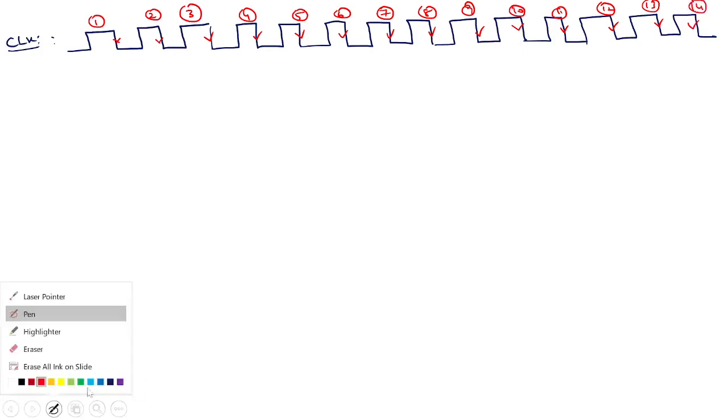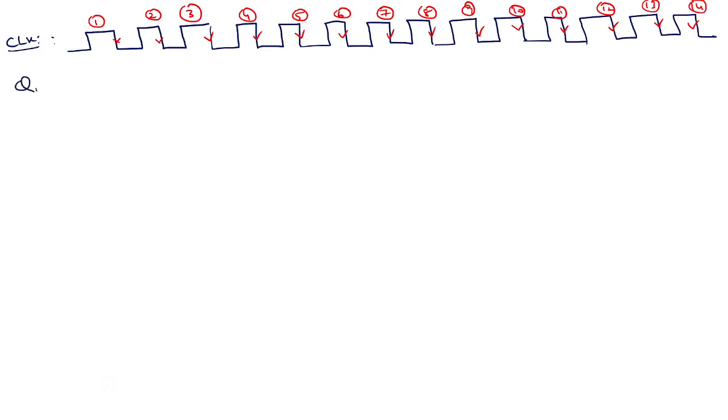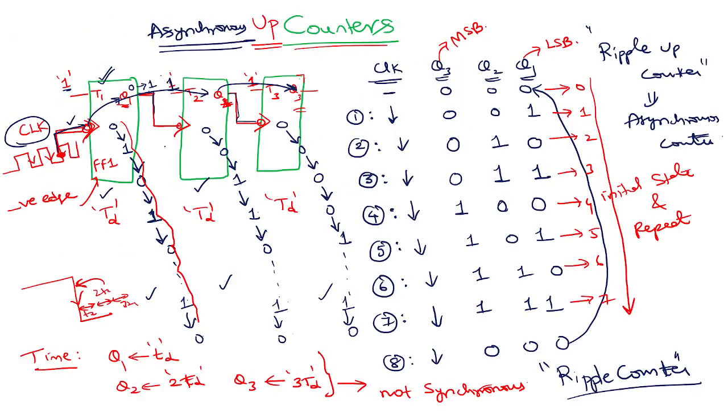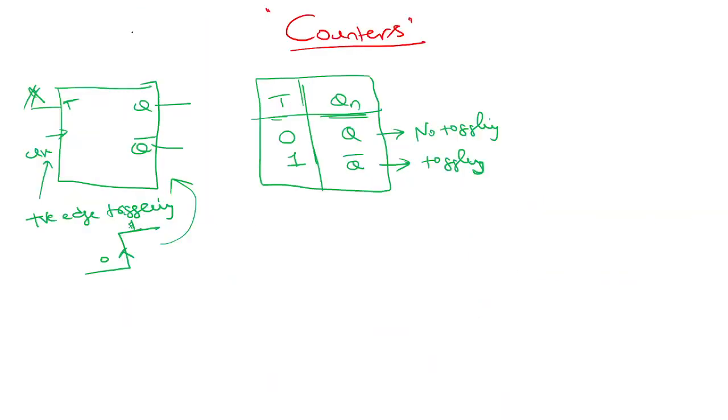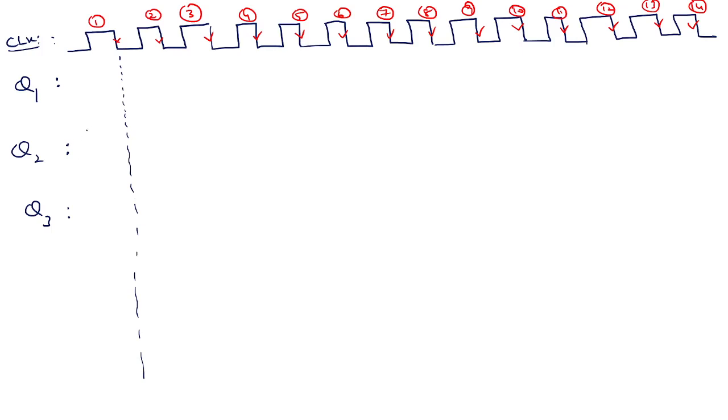Now, Q1, Q2, Q3, before applying the clock. Correct. Let's understand how Q1 changes with respect to the clock. Q1 is the LSB, right? Q1 is sensitive to negative edges on the clock. So Q1 is sensitive to negative edges of the clock.